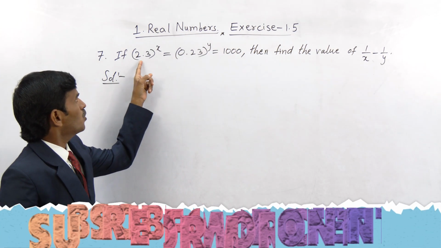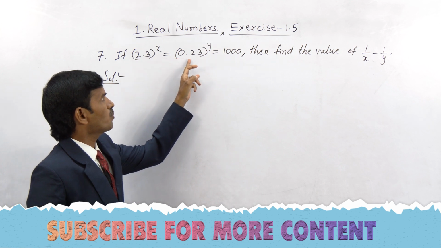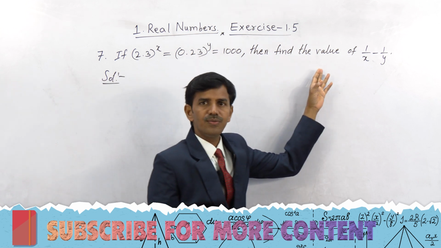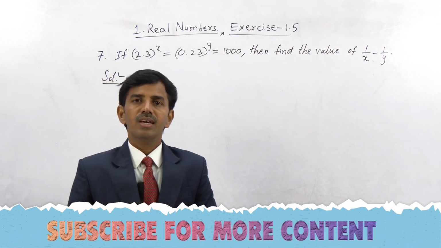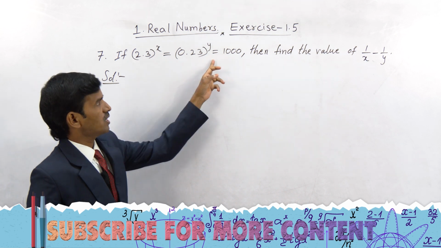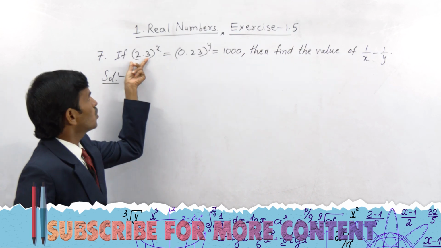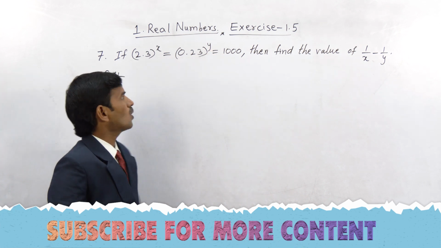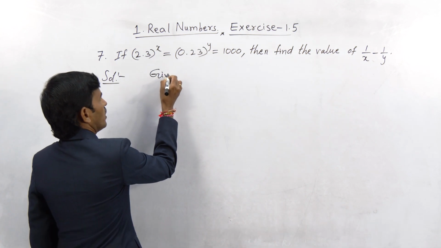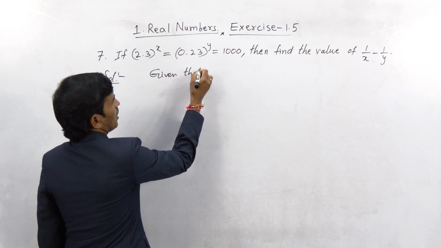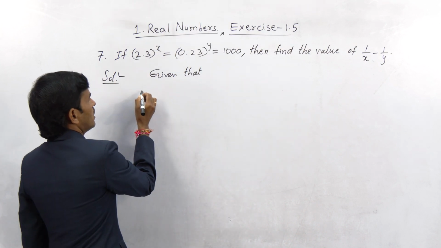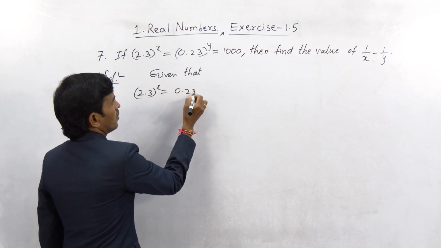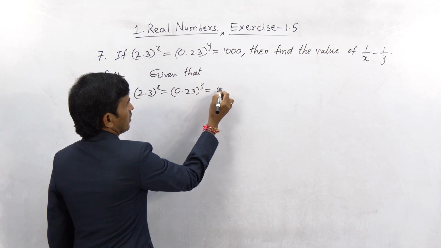Given that if 2.3 whole power x is equal to 0.23 power y is equal to 1000, then find the value of 1 by x minus 1 by y. In this case, there are two equations, two comparisons. 2.3 whole power x compared with 1000, and 0.23 whole power y also compared with 1000. So before we start the solution, let us write the given information, that is, 2.3 whole power x is equal to 0.23 whole power y is equal to 1000.